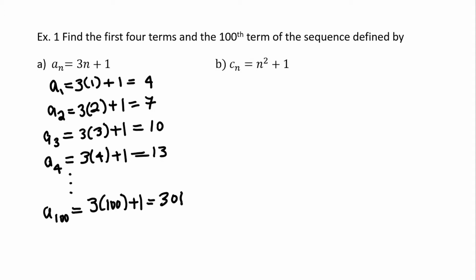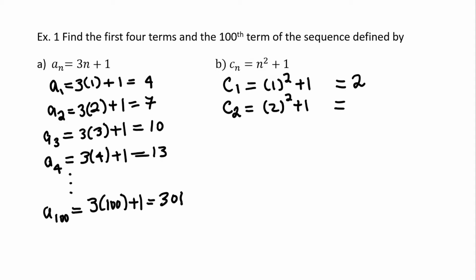Let's go to part B. C sub n equals n squared plus 1. The first term, C sub 1, is 1 squared plus 1. 1 squared is 1. 1 plus 1 is 2. C sub 2 would be 2 squared plus 1. 2 squared is 4. 4 plus 1 is 5. C subscript 3, that's the third term of the sequence C. So we would have 3 squared plus 1. 3 squared is 9, and 9 plus 1 is 10.